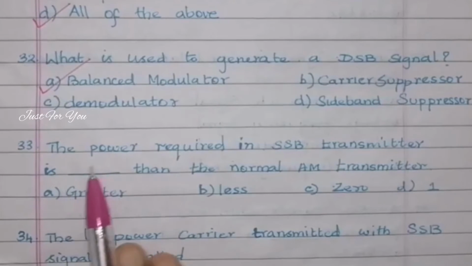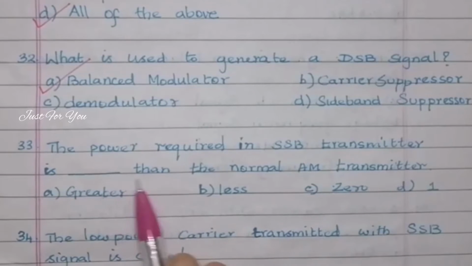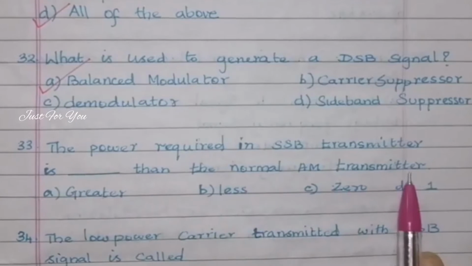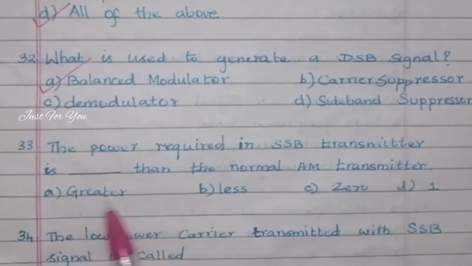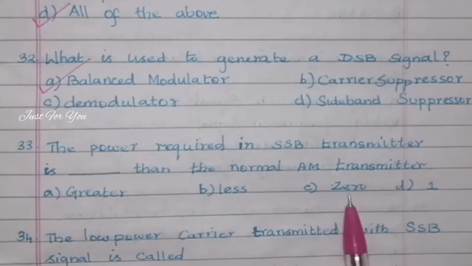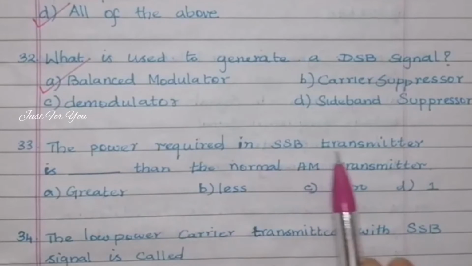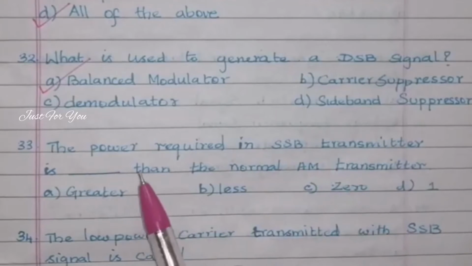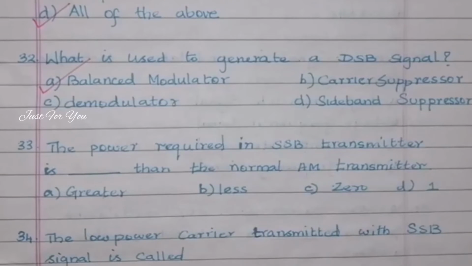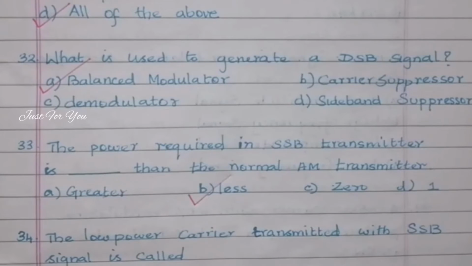Next question, the power required in SSB transmitter is dash than the normal AM transmitter. Option A, greater. Option B, less. Option C, 0. And option D is 1. The power required in SSB transmitter is less than the normal AM transmitter. So the correct answer is option B, less.